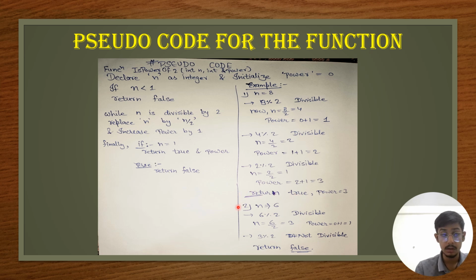Second example, when we take n equal to 6, at the first step it is divisible by 2, so n is replaced by n by 2 and becomes 3, and power increases by 1. On the next step, we notice that 3 is not divisible by 2, so it will return false to the function. And in this way, our code works.